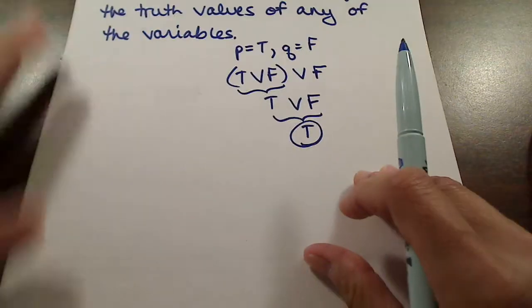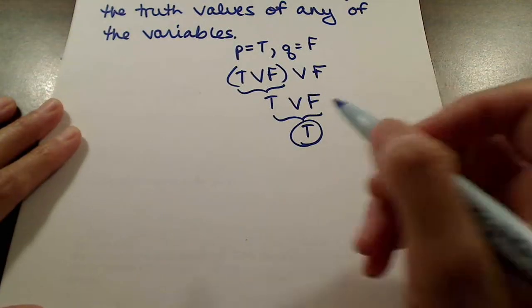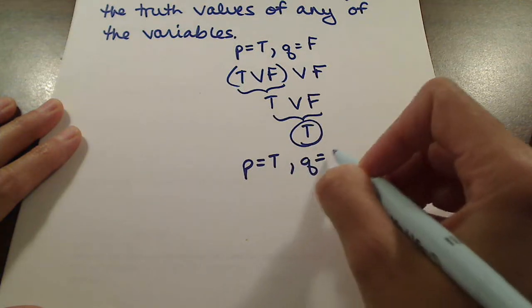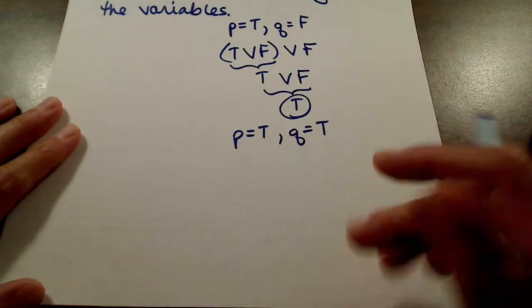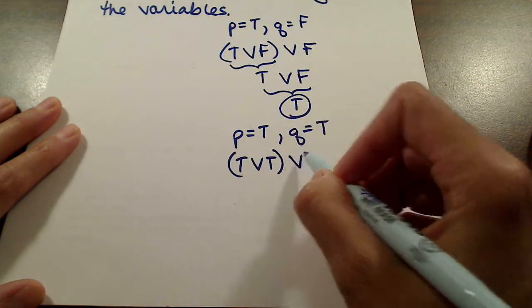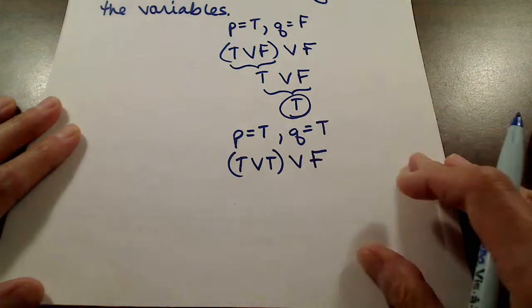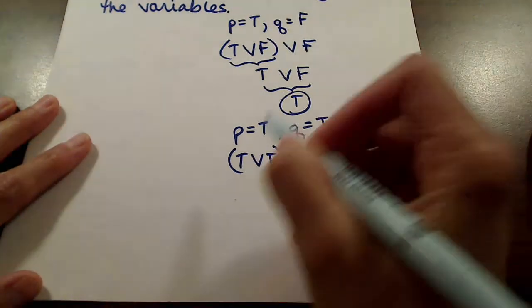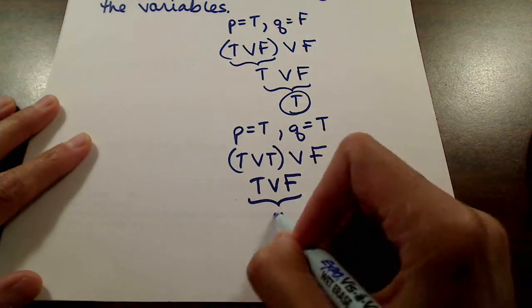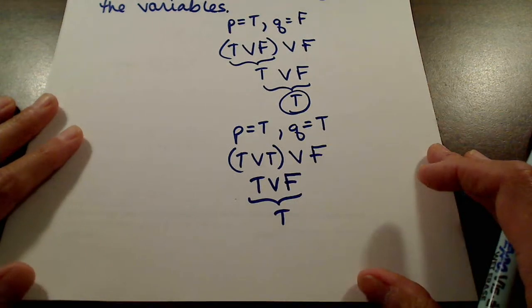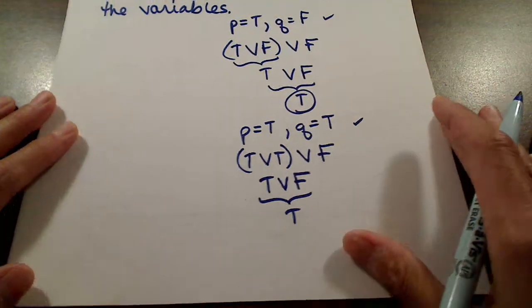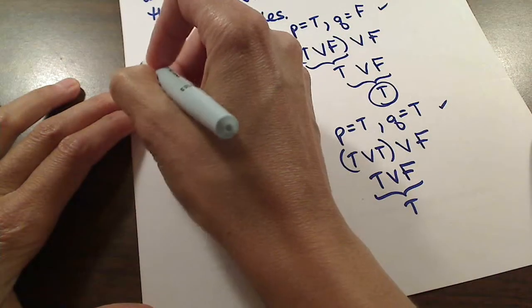Okay, well, let's keep analyzing here. Let's say that I want to allow P to be true and Q to be true. Well, if that's the case, then we have true or true, which is going to end up being true, and we have true or false, and again, that's a true statement. So we've now taken a look at two of the situations that could occur for the truth values here.